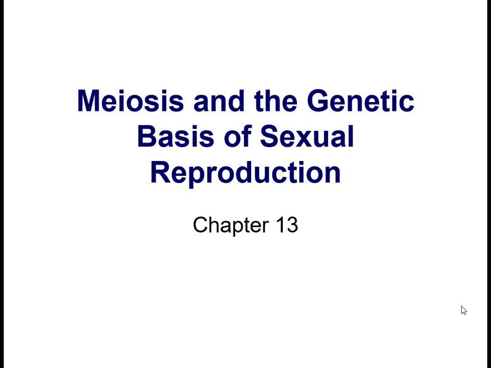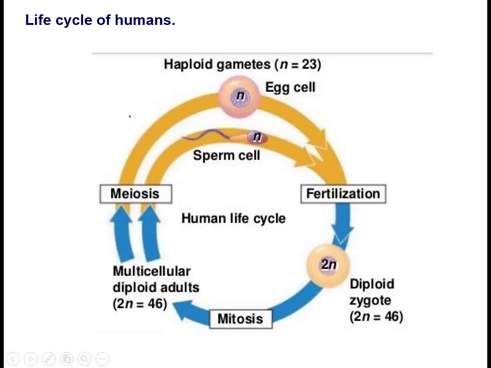We are now starting to get into the fun genetic stuff. But first, we have to learn about this process of meiosis, because in the last chapter we learned about mitosis, now we have to learn about meiosis. So remember from last time, we learned about the egg and sperm cells.